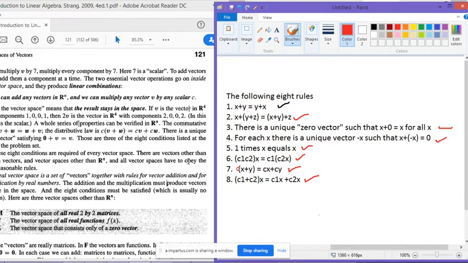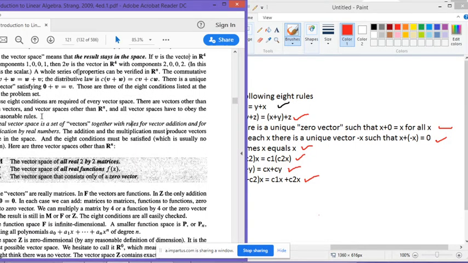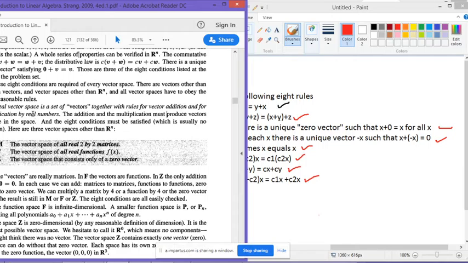If it satisfies them, it means that on the vectors we are basically performing two operations, addition and multiplication. Then after addition or multiplication, if all these rules are satisfied, whatever rules are applicable, then we say that it is in the same vector space. So these 8 conditions are required for every vector space, and there are vectors other than the column vectors and vector spaces other than R power n, and all vector spaces have to obey the 8 reasonable rules.